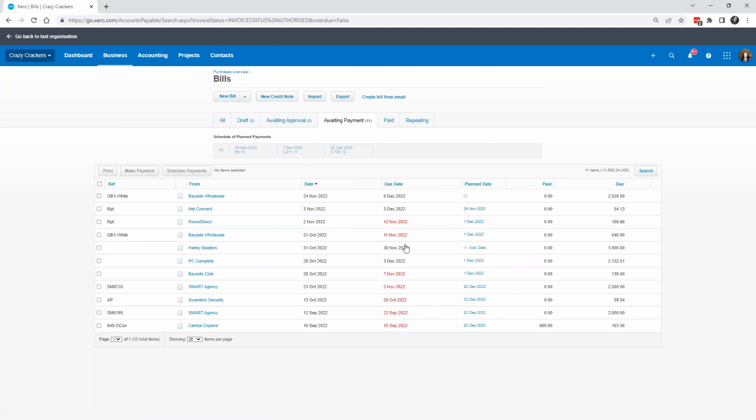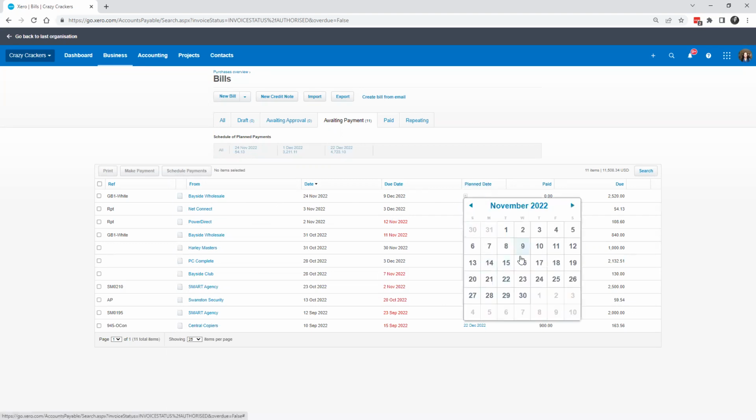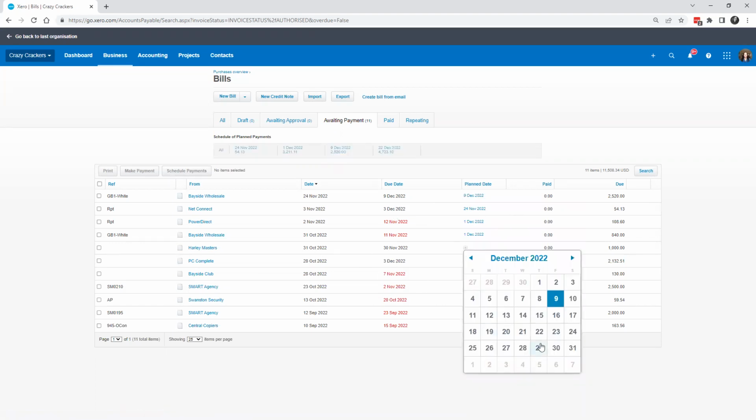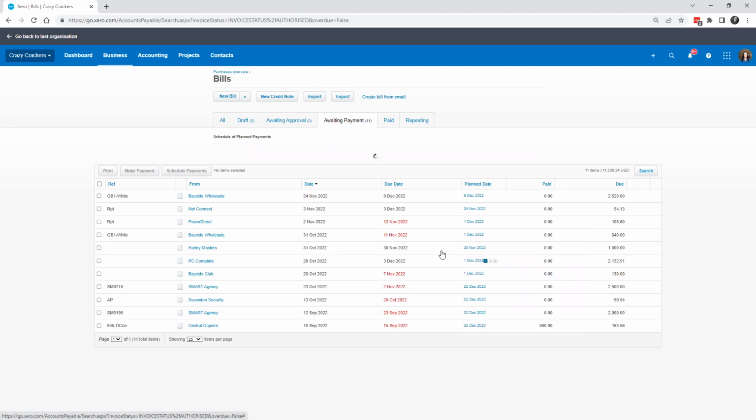But taking a look in here, Xero also has the feature of the due date. You can see when these bills are due. You also have the ability to have a plan date. So you can put this as, yeah, this one's due on the 9th, I'm going to pay it on the 9th, right there. And this one is due on the 30th, so I'll pay that one on the 30th, and I can go in here and plan my accounts payable according to the plan dates.